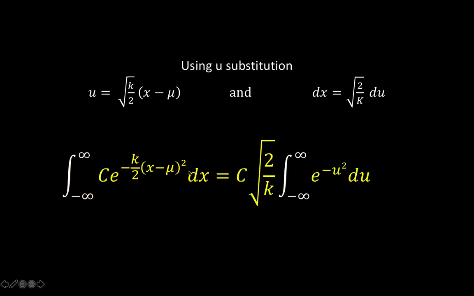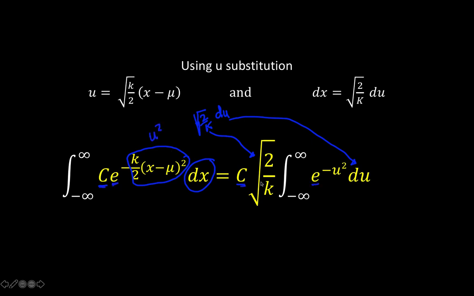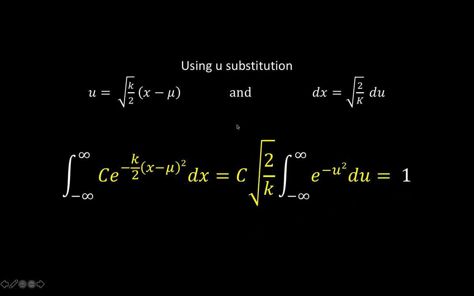And using the u substitution, now here, since our dx is equal to the square root of 2 over k du, we can put this du here and this square root of 2 over k as a factor outside the integral symbol, and we just copy the C. And notice that this part is equal to our u raised to the second power, u squared. And so we just copy this e, copy the negative sign, and our exponent now becomes u squared. So these two expressions are equal, and we want its area to be equal to 1. So let's focus now on this part of the equation.